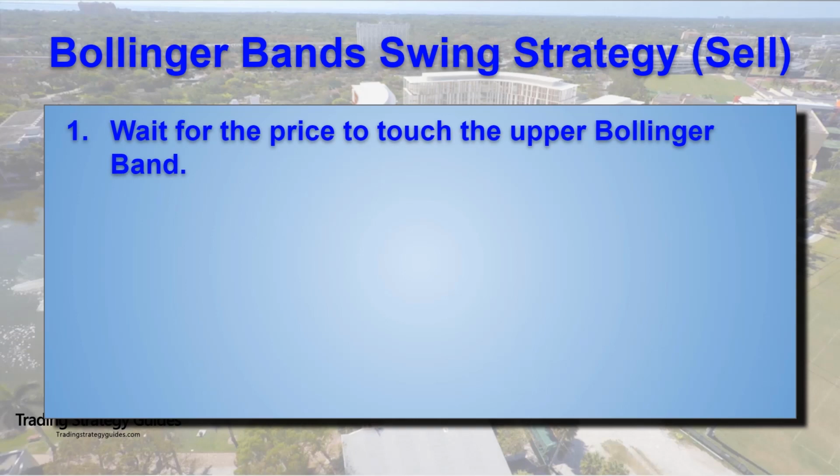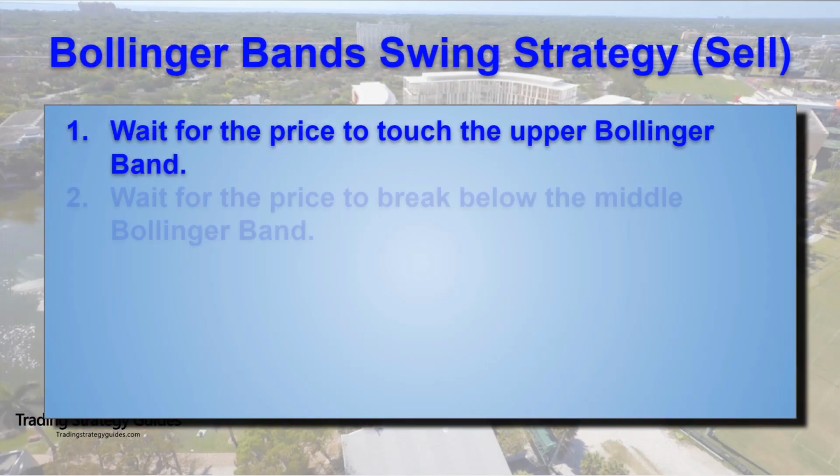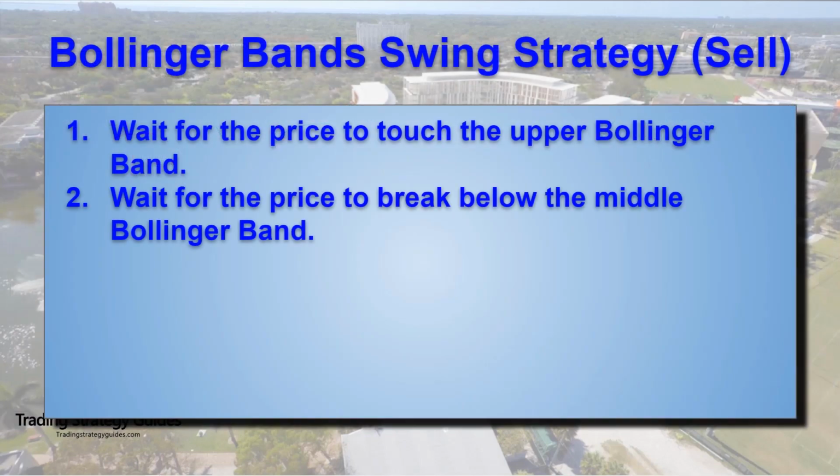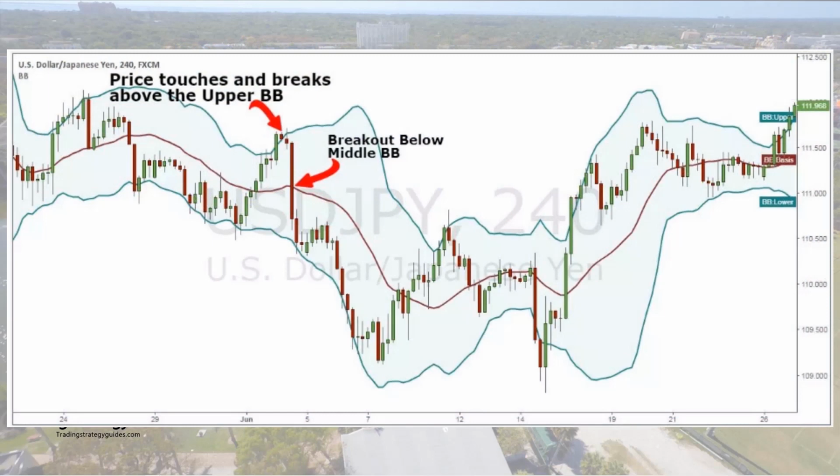Step 1. Wait for the price to touch the upper Bollinger Band. The first thing we want to see is the price moving into overbought territory. Step 2. Wait for the price to break below the middle Bollinger Band. After we have touched the upper Bollinger Band, we want to see a confirmation that we are in overbought territory and the market is about to reverse. For that confirmation, we want to see price drop and close below the center band. This break below the middle Bollinger Band is a clear signal of a shift in market sentiment.